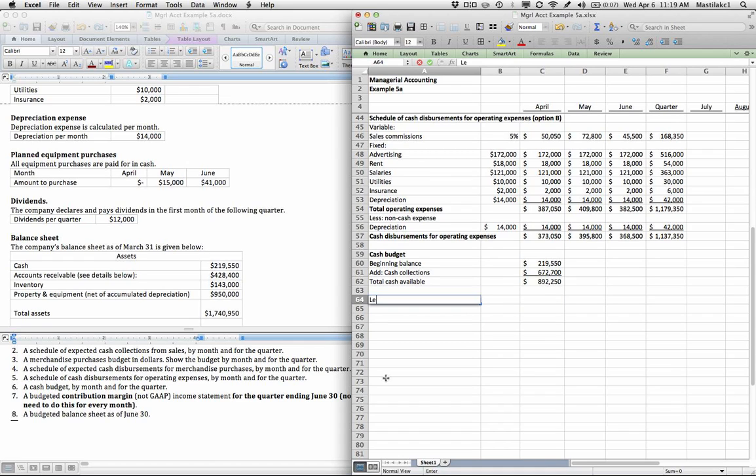All right, now what are we going to do with our cash? We're going to spend it on the things that we need to run our organization. So what are our disbursements going to be for? They're going to be for merchandise purchases. They're going to be for operating expenses. What else are we told that we're going to spend cash on? We've got equipment purchases for cash, and we've got dividends in the first month of, I'm sorry, that's an error, I should say the first month of each quarter.